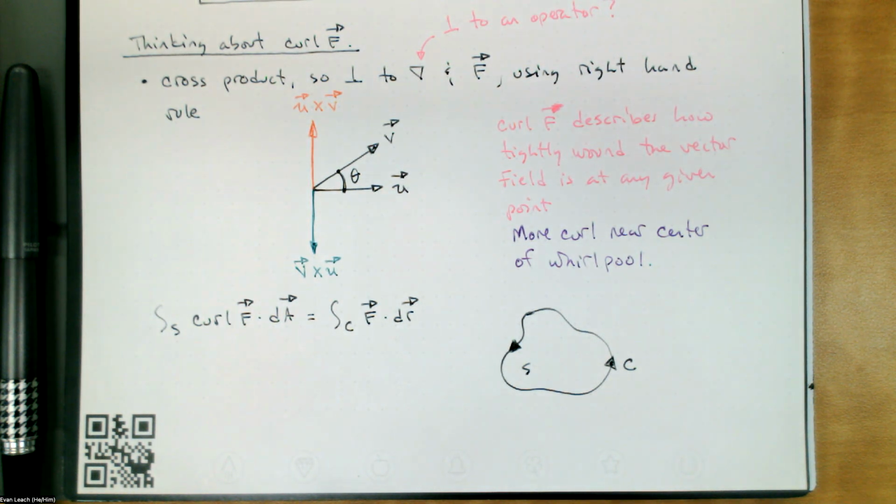So the left side of Stokes' theorem says, let's just add up how curly the vector field is at all the points on the surface. And Stokes' theorem on the other side says you can calculate that by just looking at the vector field going around the path, integrating the vector field around the path that surrounds the surface.